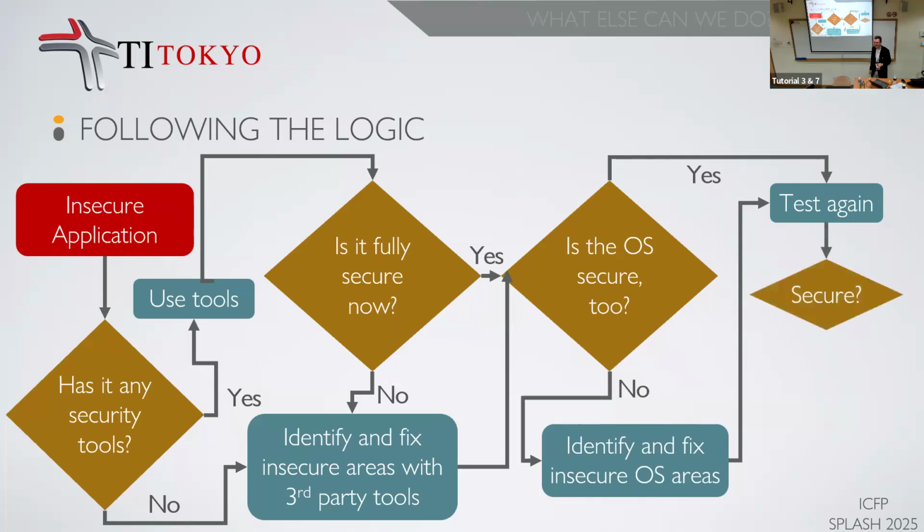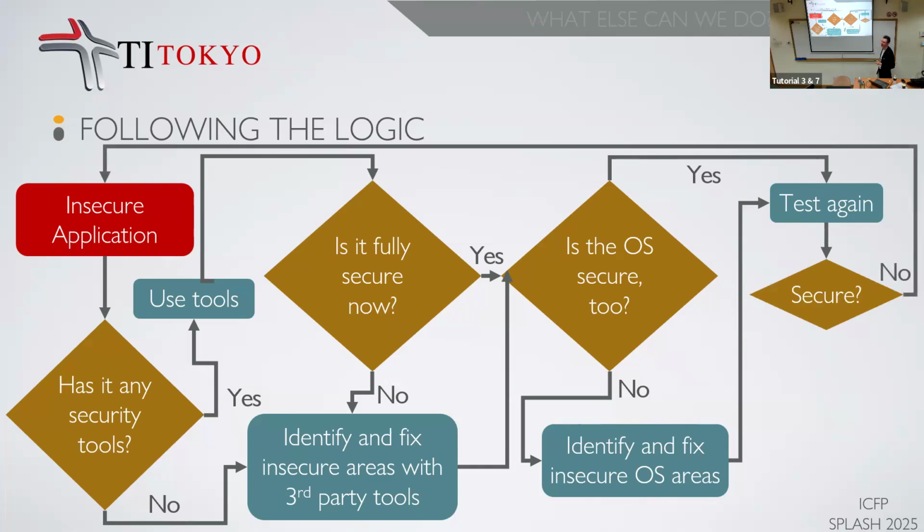Is it secure now? No. Do it again. So we run through our entire process. Are we secure now? We're back. We have our insecure application. What else can we do? Is it secure now? Well, yes. Really? Let's do it again. And this is what I mean. We need to keep doing it.